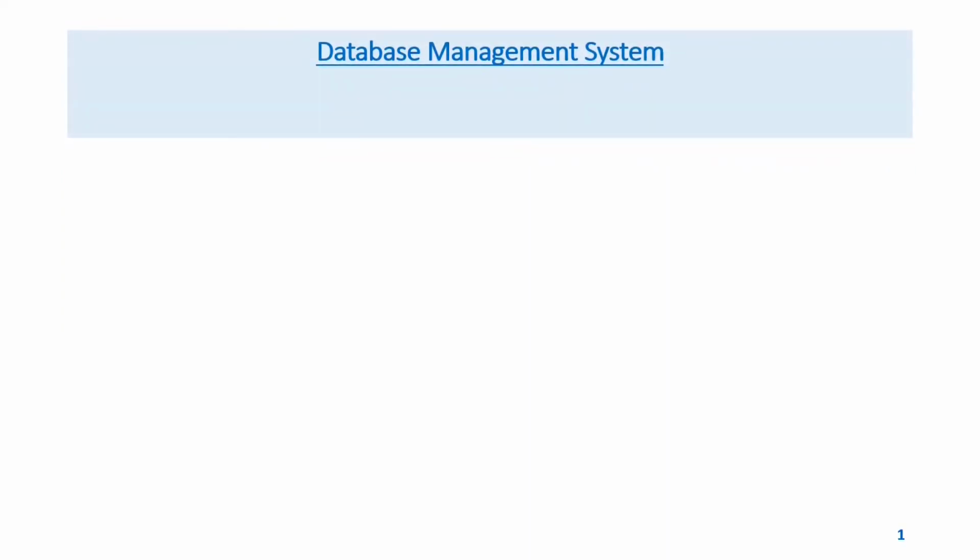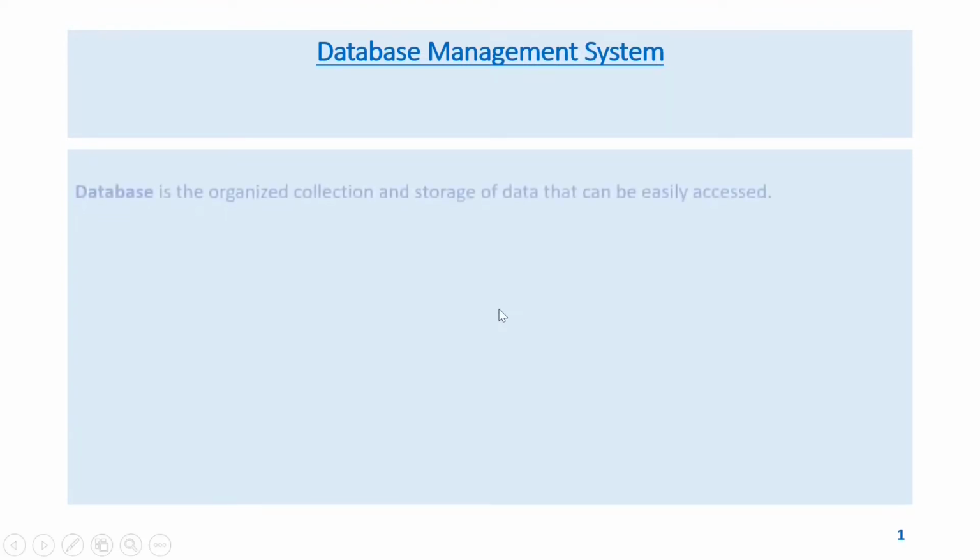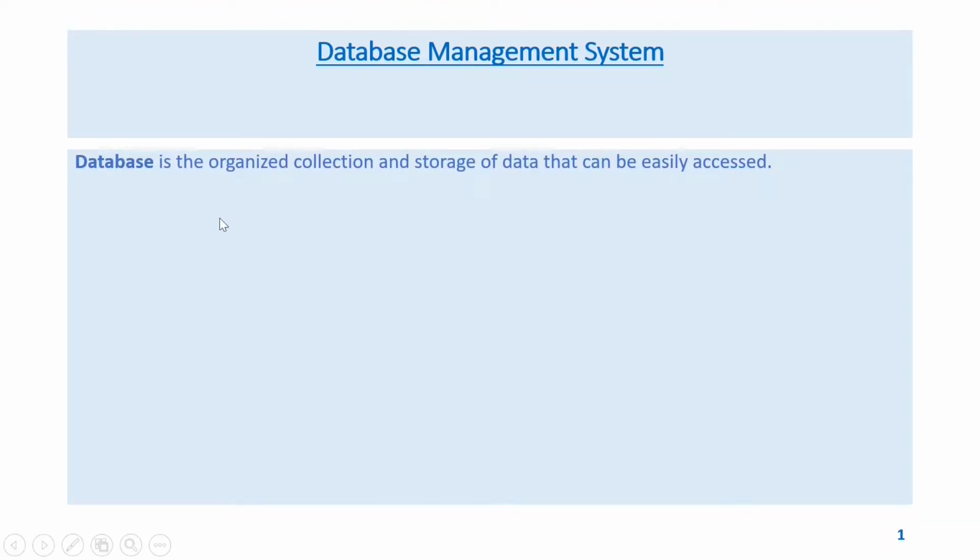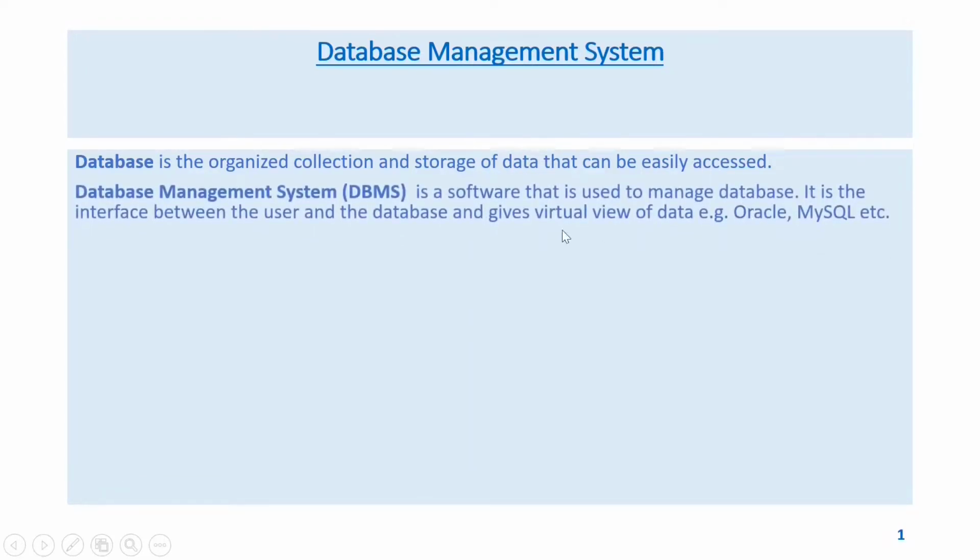Database management system. A database is the organized collection and storage of data that can be easily accessed. A database management system, or DBMS, is software that is used to manage a database. It is the interface between the user and the database, and gives a virtual view of data. Examples of DBMS software are Oracle, MySQL, etc.